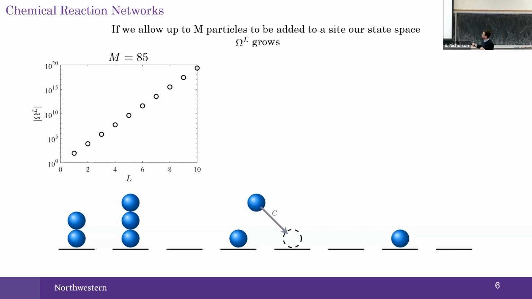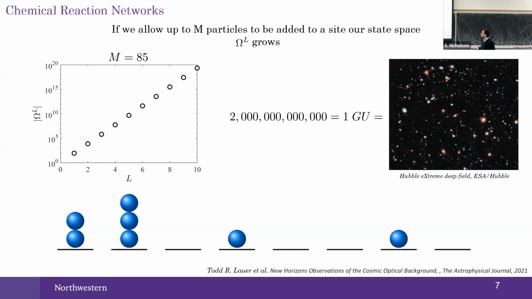And so very quickly, as we grow the number of lattice sites, the number of configurations of the system is going to become astronomically big. So 10 to the 15, 10 to the 20 configurations. I don't really have a sense for that. So we're going to come up with this silly unit. We're going to call it a galactic unit, right?